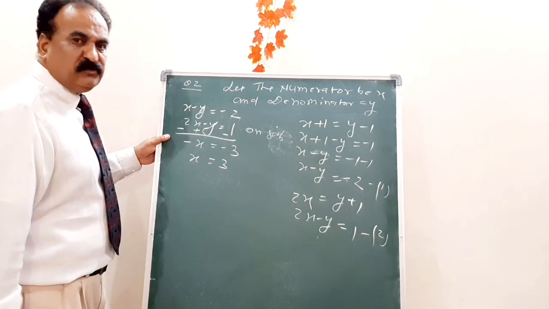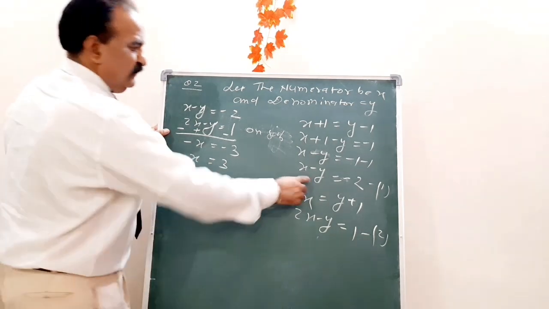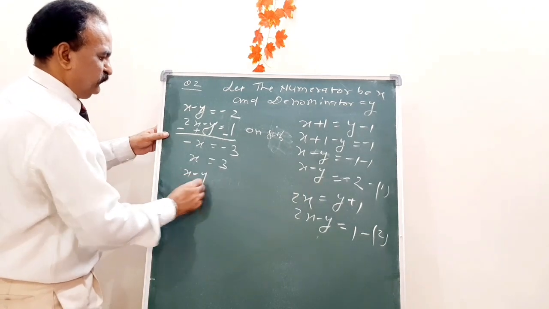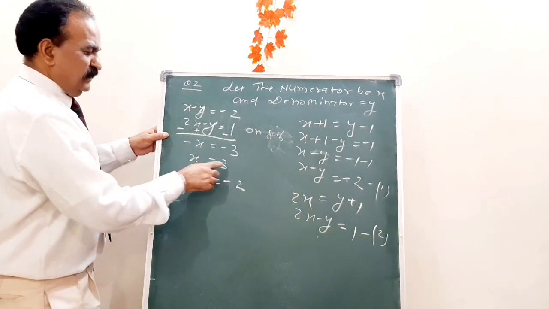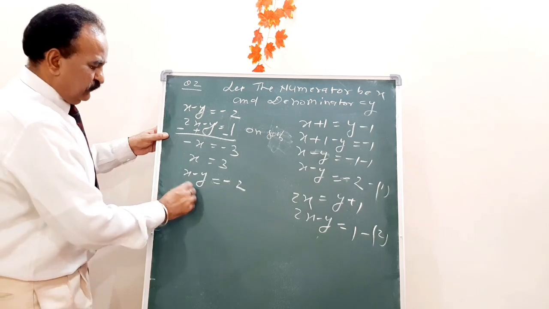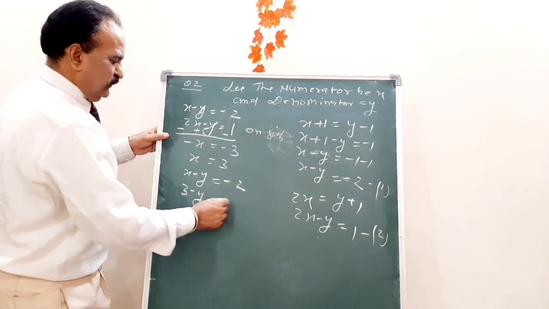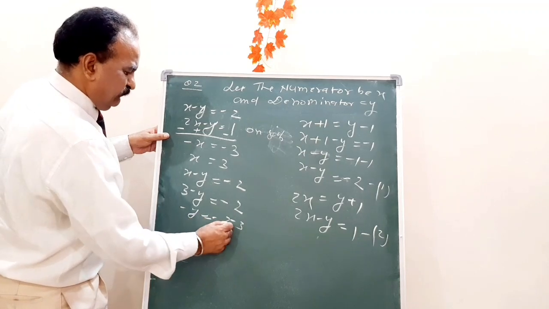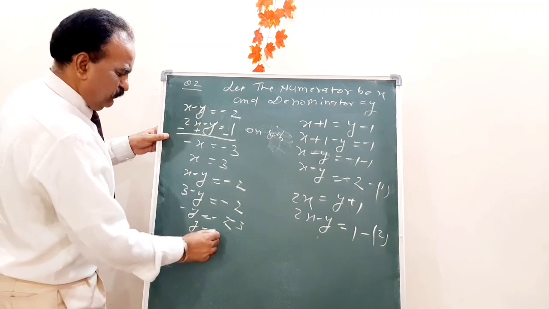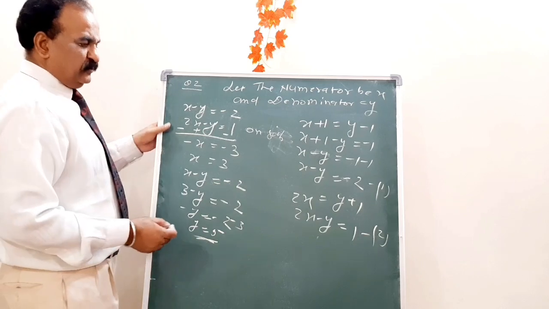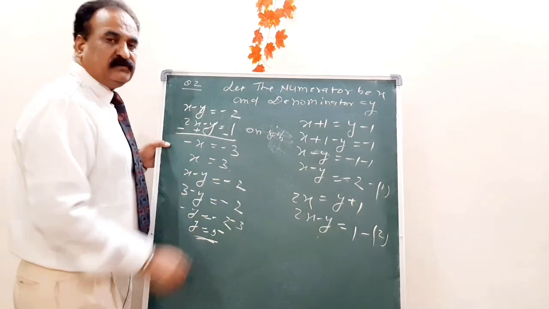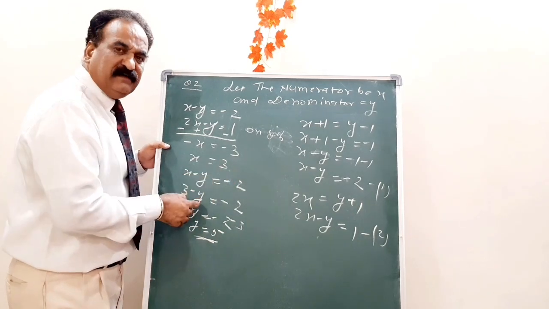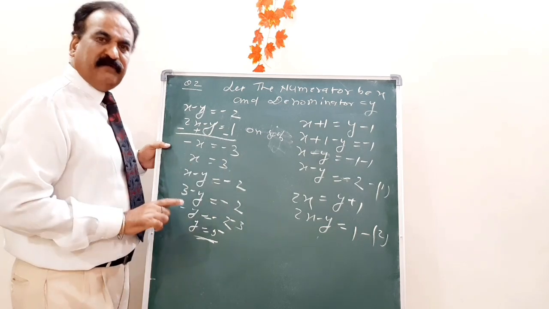x is equal to 3 means you can find the value of y. Here x minus y equal to minus 2. In place of x you can put here 3. So 3 minus y equal to minus 2. Minus y equal to minus 2 minus 3. So y is equal to 5. y is equal to 5 and x is equal to 3. Then what is the fraction? Fraction is equal to 3 upon 5.